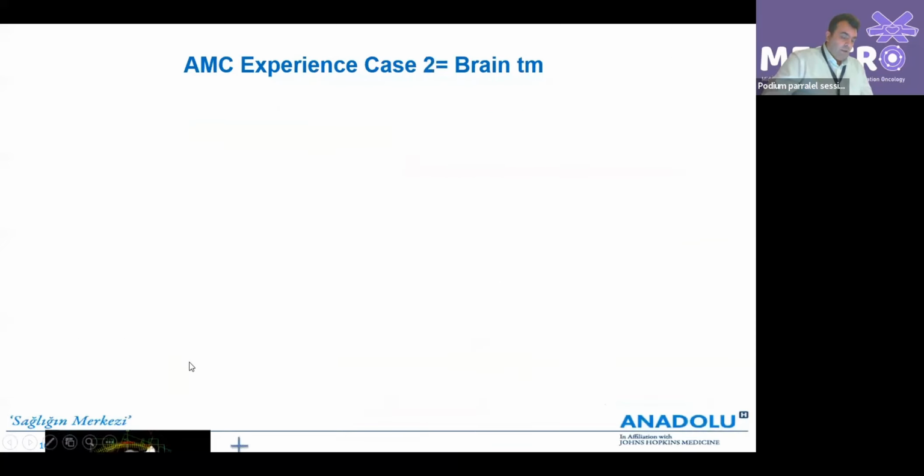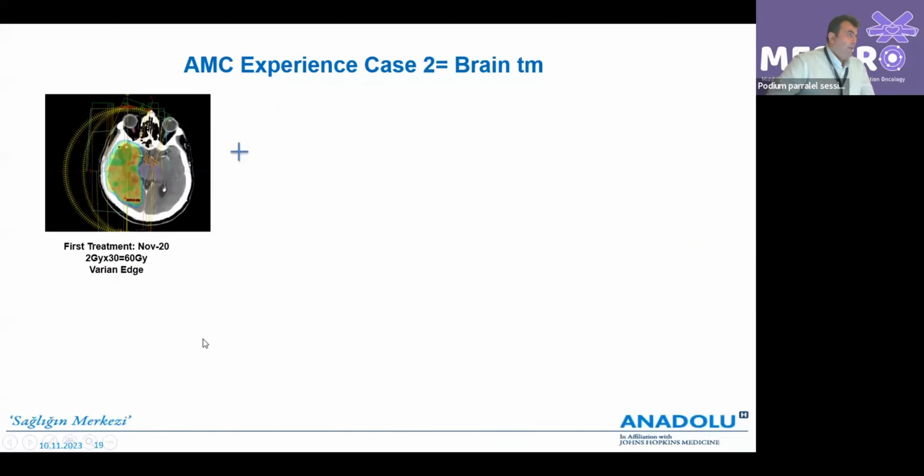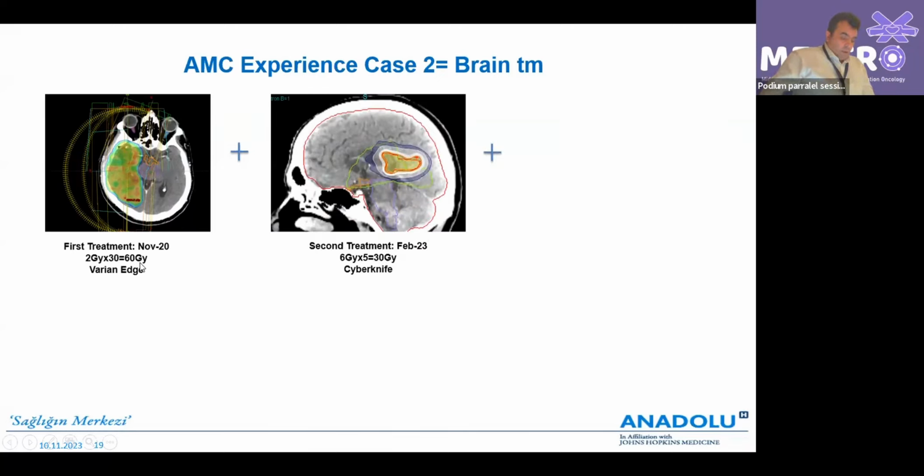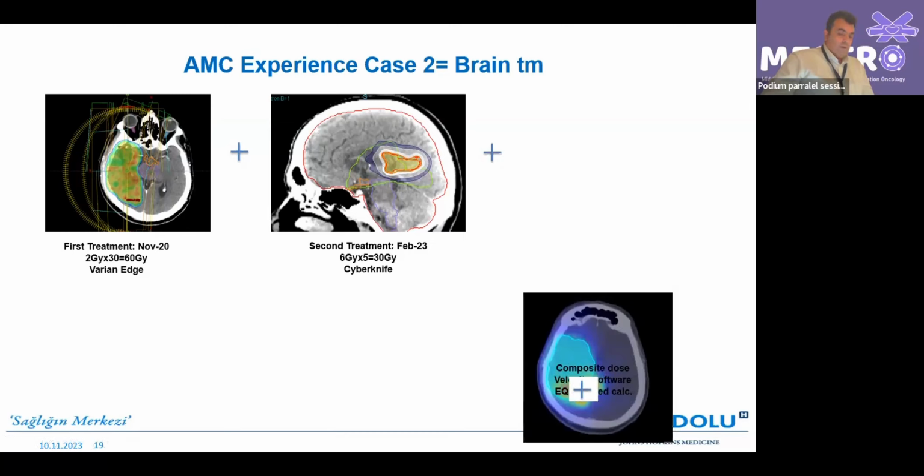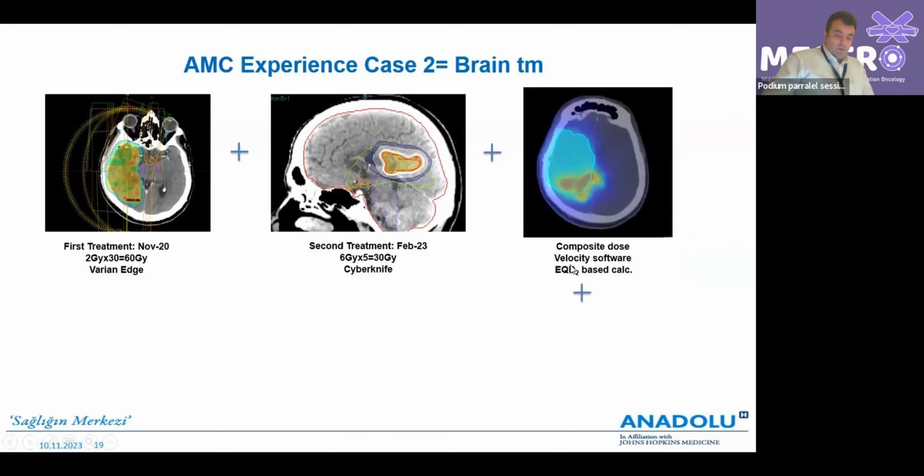And the second case, again for brain, but this time the problem is that there is an optic apparatus here, and also the brainstem is here, which means that I need to be careful for this. We gave 60 gray for the first one, and then after 3 years the patient came again to us with a local recurrence. We gave 5 times 6 gray with the CyberKnife, and then we composite those, as you see here, with Velocity again.